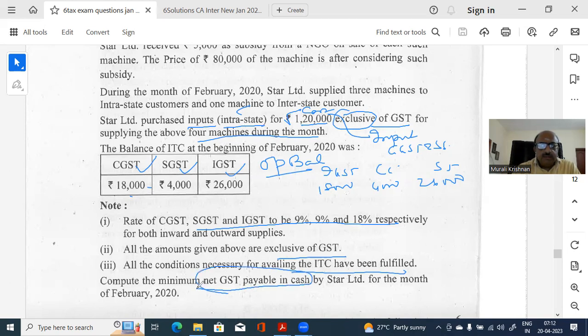Now see, minimum GST. This is again a very crucial thing here. As I told you, that is the set off part. How to do the set off is very crucial here. According to that, you will see what is the minimum liability you need to pay. Because the set off rule, Rule 88, comes into play.